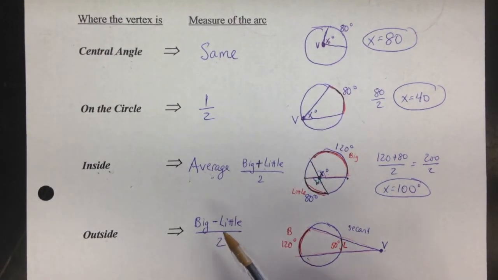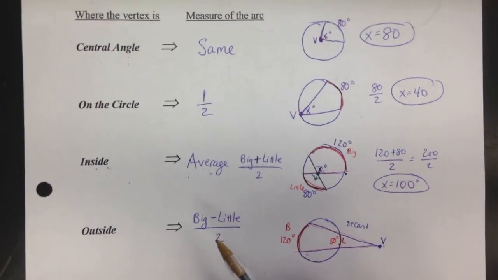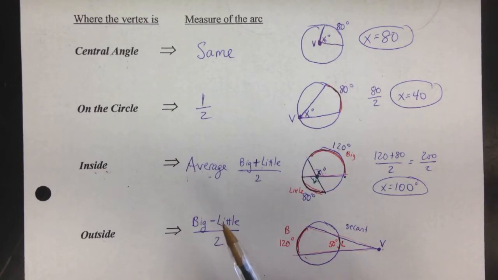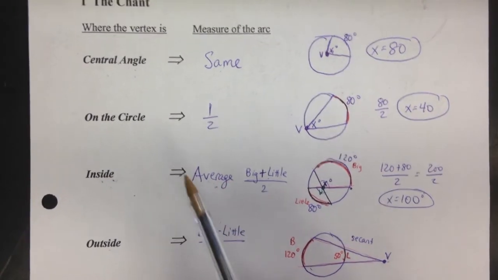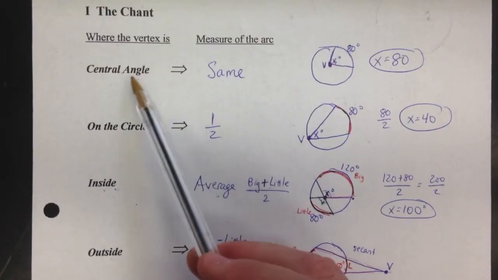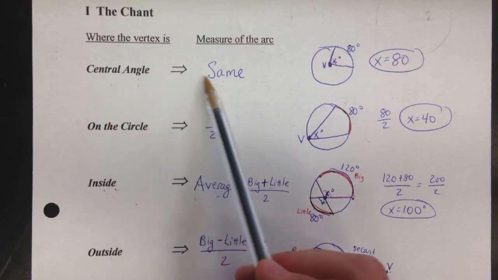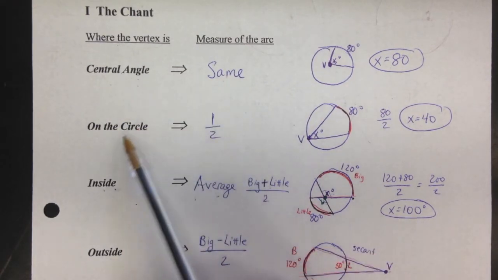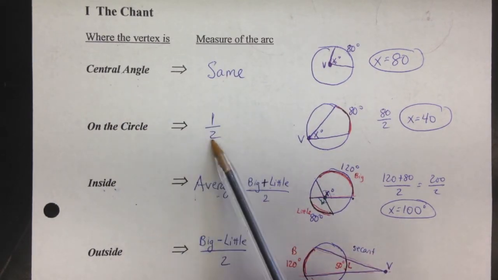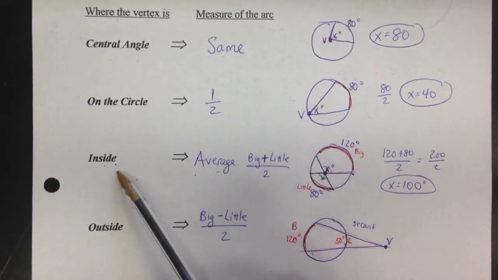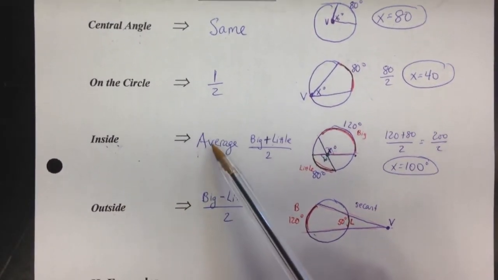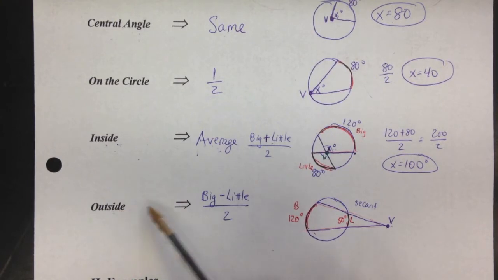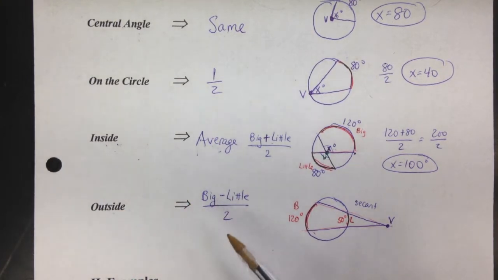All right, I stopped clapping there and decided to hit the desk. These are your 4 relationships. So the question is always, where's your vertex? If it's at the center, then that's going to be equal to the arc. If it's on the circle, it will be half the arc. If it's inside, it's the average of the arcs. If it's outside, you subtract them, big minus little, divided by 2.